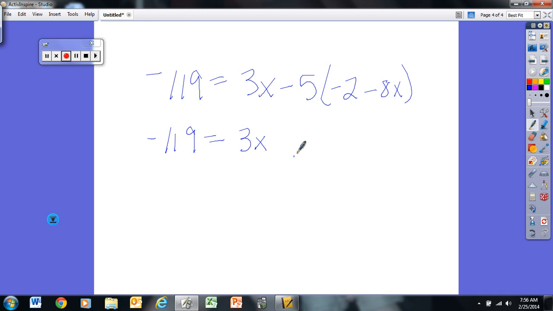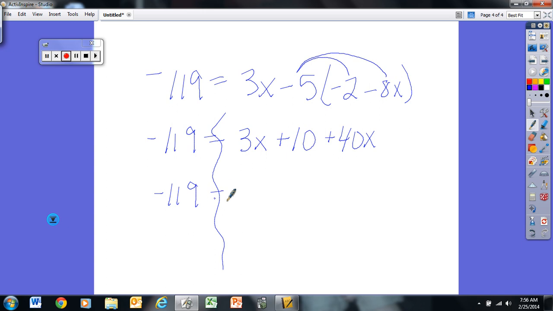So notice I'm not going to write a sign here until I figure out what the sign of my next term is going to be. Negative 5 times negative 2 is plus 10. Negative 5 times negative 8x is plus 40x. So split my equation again. The negative 119 is still on the left, but on the right I have a positive 3x and a positive 40x, which gives me a positive 43x.